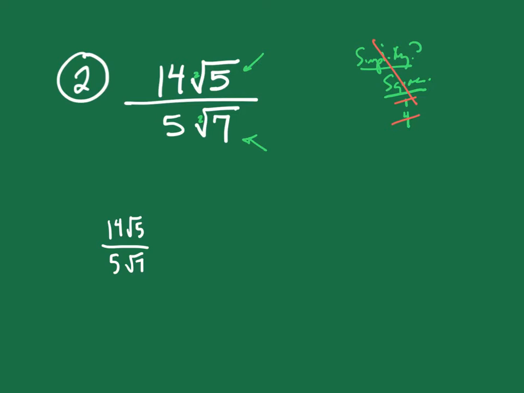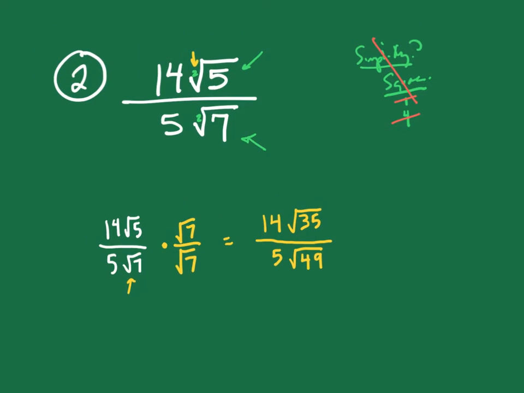We're just going to multiply the radical that's on bottom, square root of 7 over square root of 7. And this is what you'll do when you've got a square root. So you're just multiplying whatever the square root on the bottom is. So on top, we've got 14 square root of 35, the 5 times the 7. On bottom, we've got 5 square root of 49, which is the 7 times 7 there.